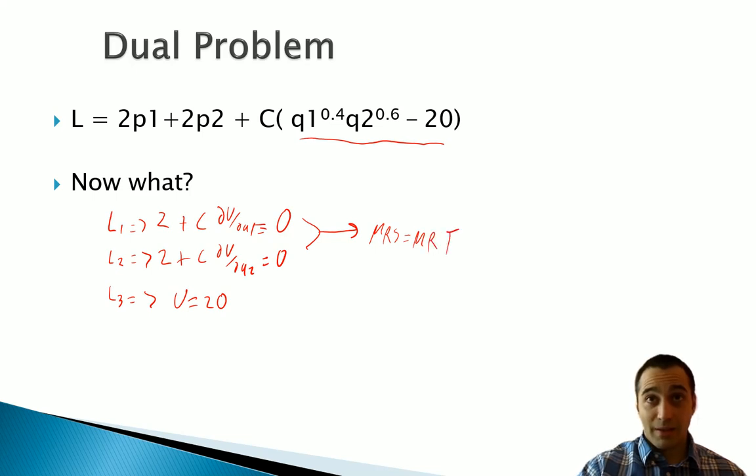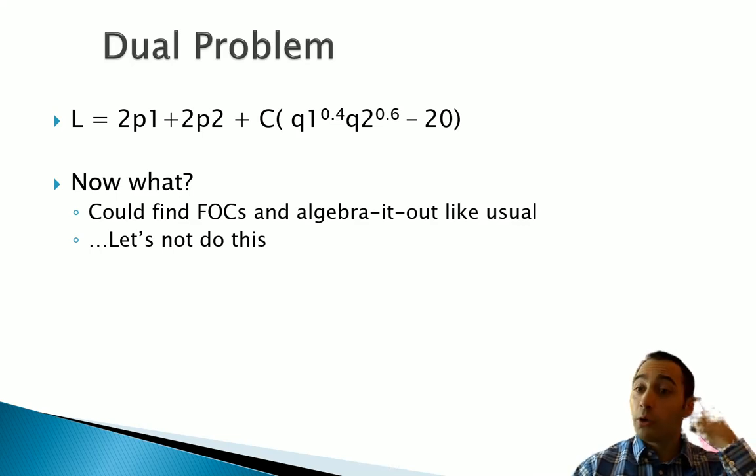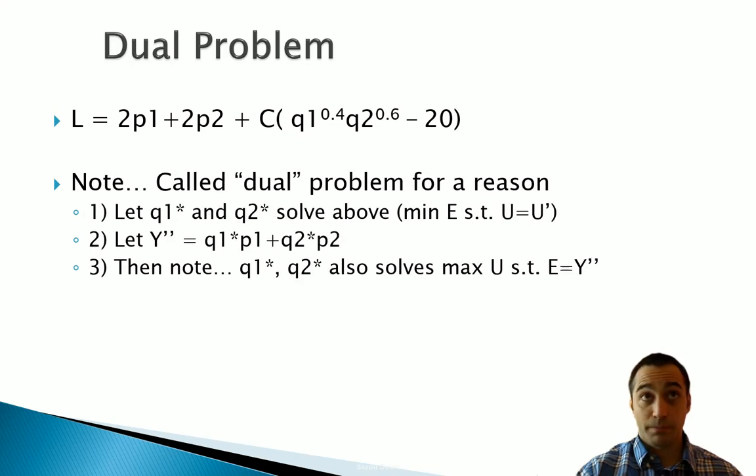Then you're going to take these MRS equals MRT, which will be some Q1 equals function of Q2, plug those into your constraint, get Q1, get Q2, and you're done. So we could go through and find these FOCs and algebra it out like usual, but I'm going to tell you we don't need to do this. We've done this 100 times. It looks like a different problem, but it's actually the same as our utility maximization problem. The method will be exactly the same.